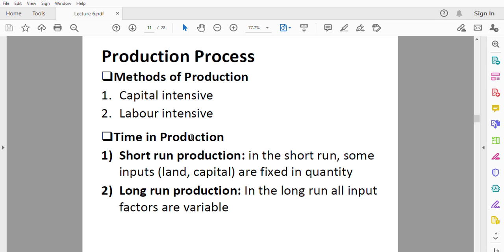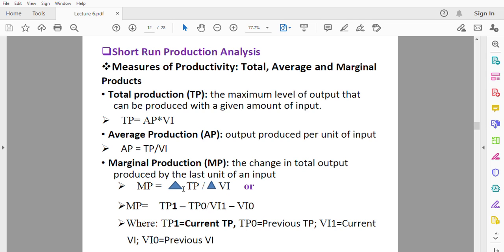And we have the long run. The long run is long enough for you to be able to change even your capital and your land. In the long run you can buy more land, build more factories, and purchase and install more plants. So in the long run all inputs are variable. Let me mention again, in the short run we have fixed inputs and variable inputs, but in the long run we don't have any fixed inputs. All inputs are variable. So let's move on to the short run production analysis.